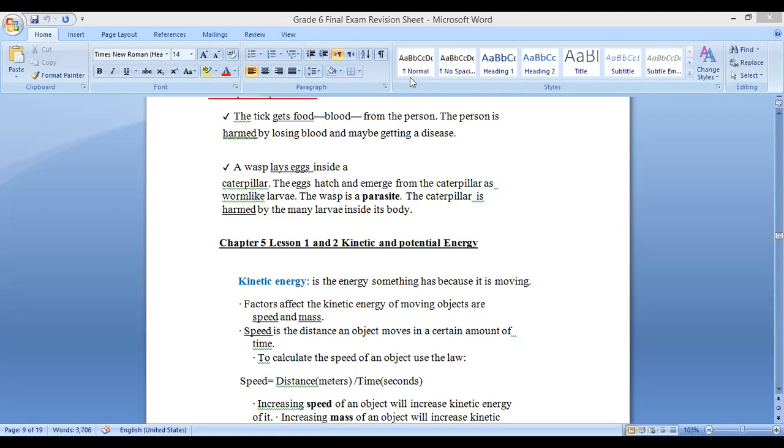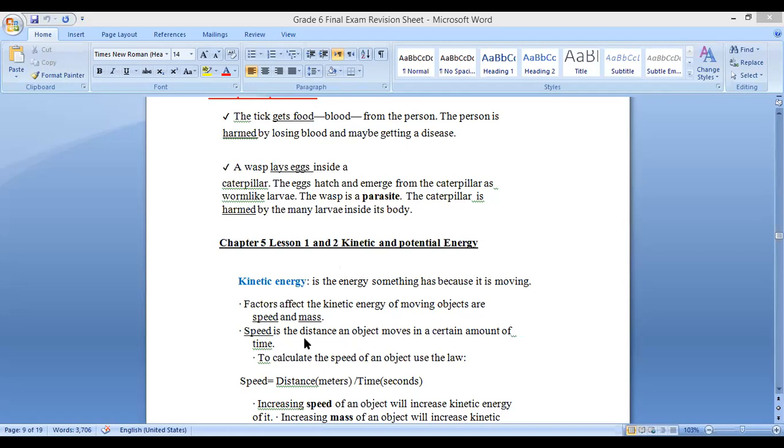What about the mass? What is the relation between kinetic energy and mass? Yes, Ahmed. Increasing the mass of an object will increase kinetic energy. Okay, so this is the relation between these two factors and kinetic energy. It is a direct relation. When one increases, the other will increase.